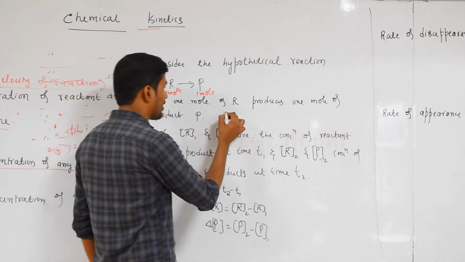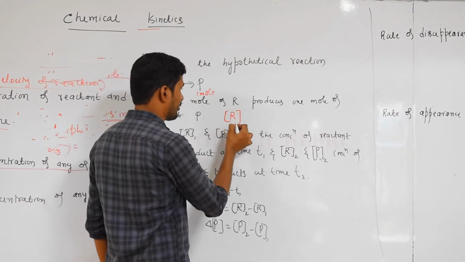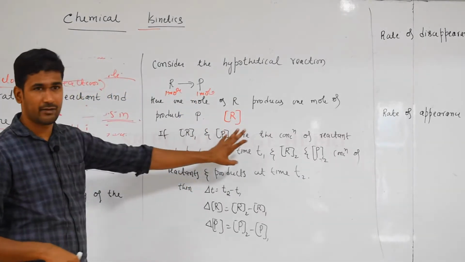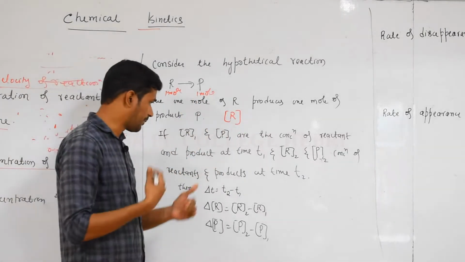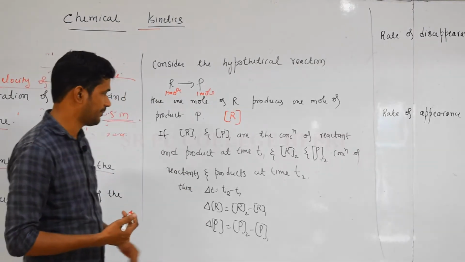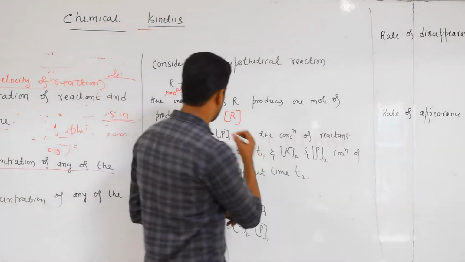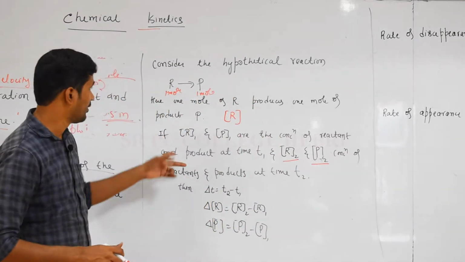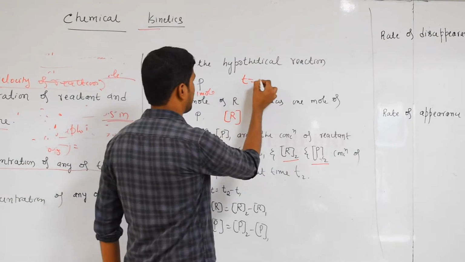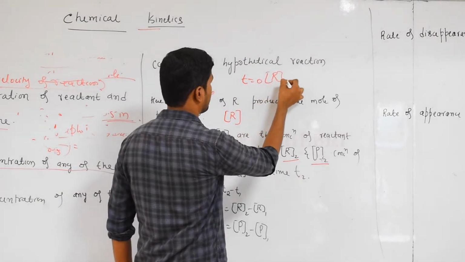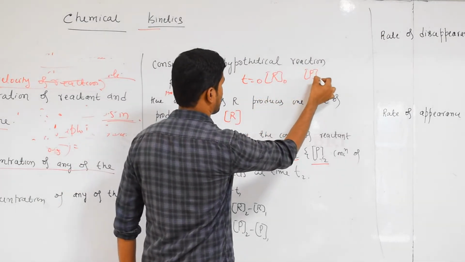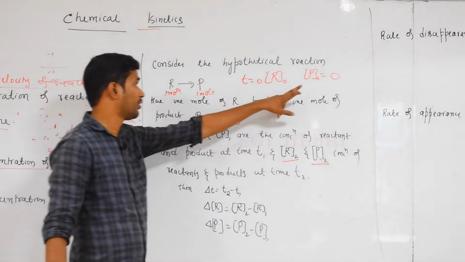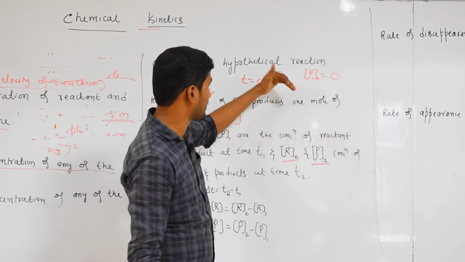Remember, how do you write concentration? You have to write the reactant inside square brackets. Next, after a certain time, at time T2, the concentrations of reactant and product change to R2 and P2. Initially, at time t equal to 0, we usually take the concentration of reactant as R0 and the concentration of product as P0, which is equal to 0. Why? At time t equal to 0, no product is formed. The reaction has not yet started.